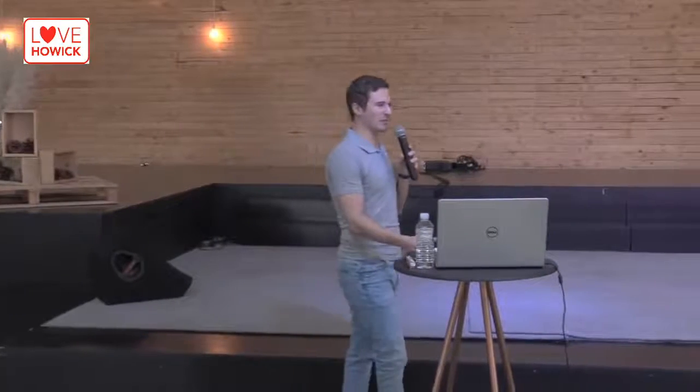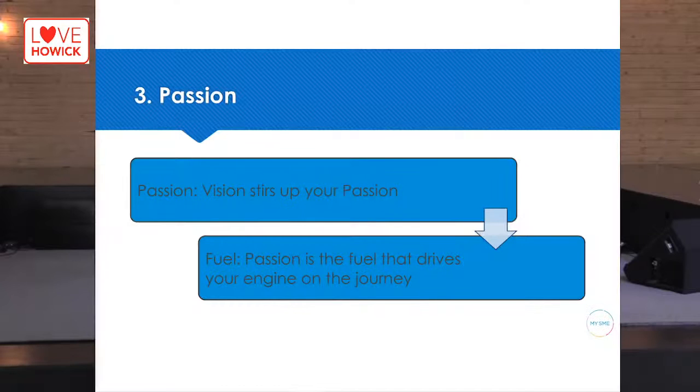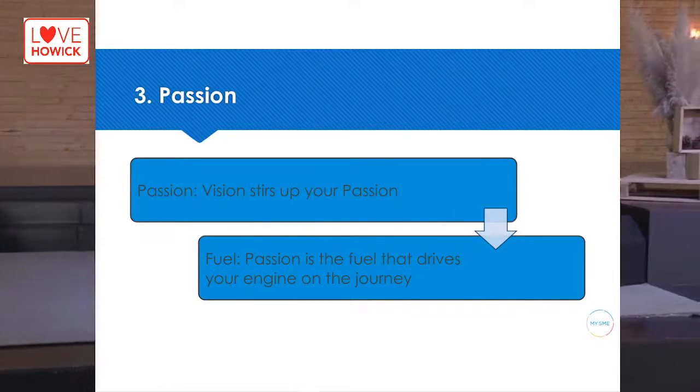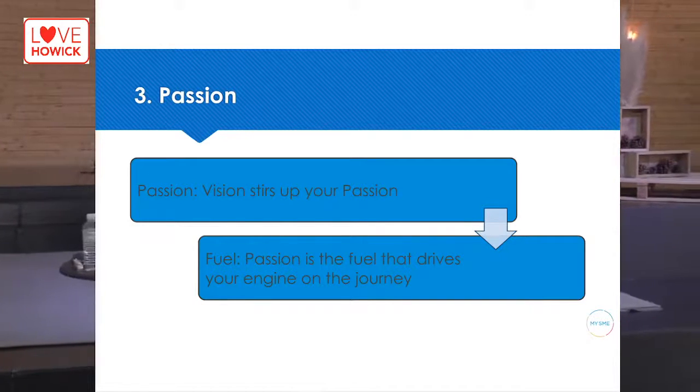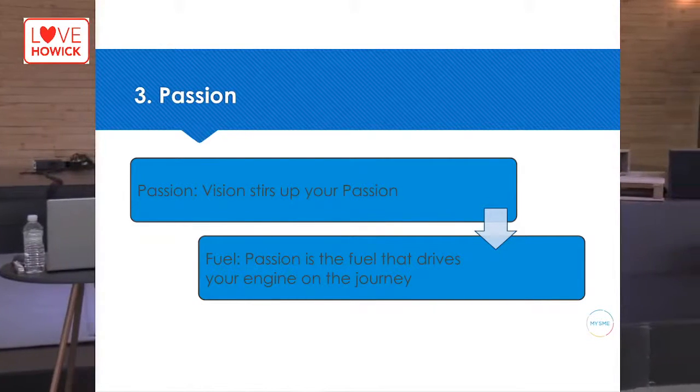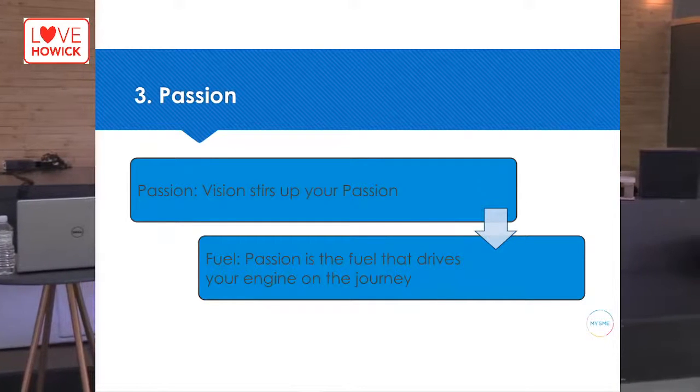And you've backed it up with planning. Am I right? It's not just a thumbsuck idea and here we go, without proper research. You've done your research. You know what you're doing. You've committed to it. Right, next slide. Passion. Vision stirs up your passion. Passion is the fuel that drives your engine on the journey. Very important. So, interesting, there's one person who has a definition for leadership that I'm really fond of, Miles Monroe.